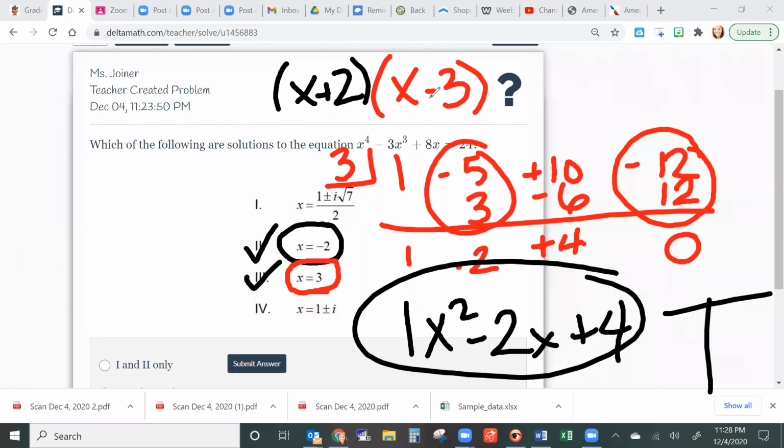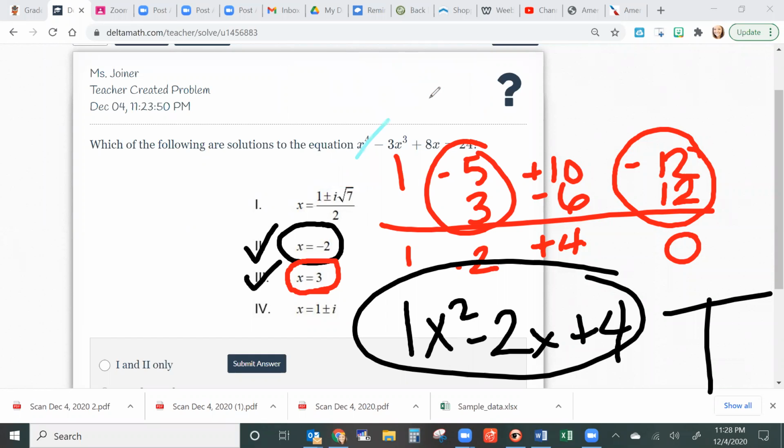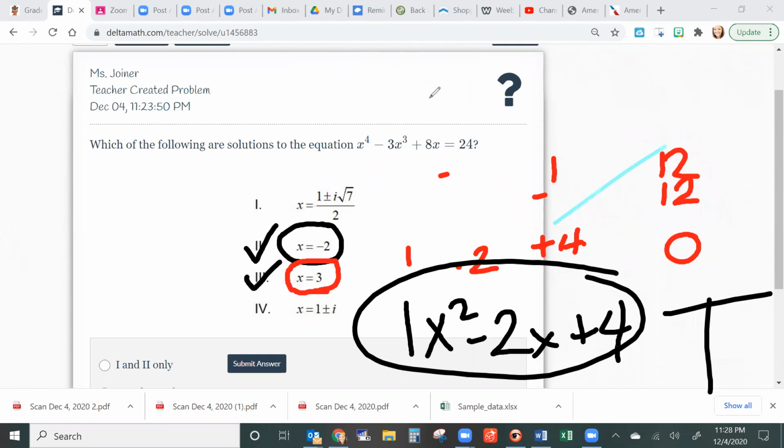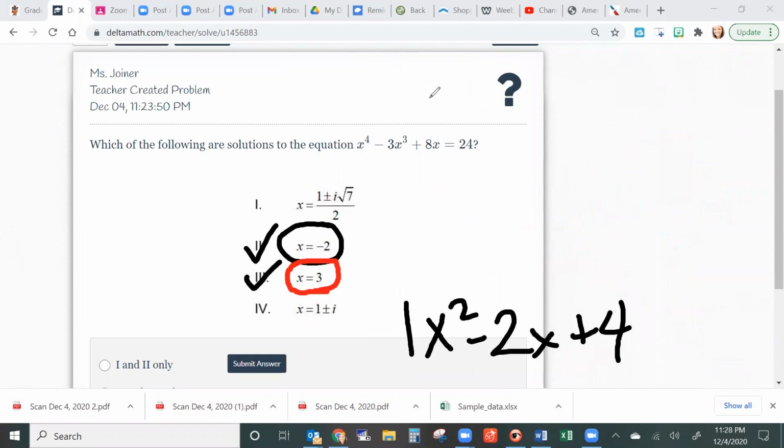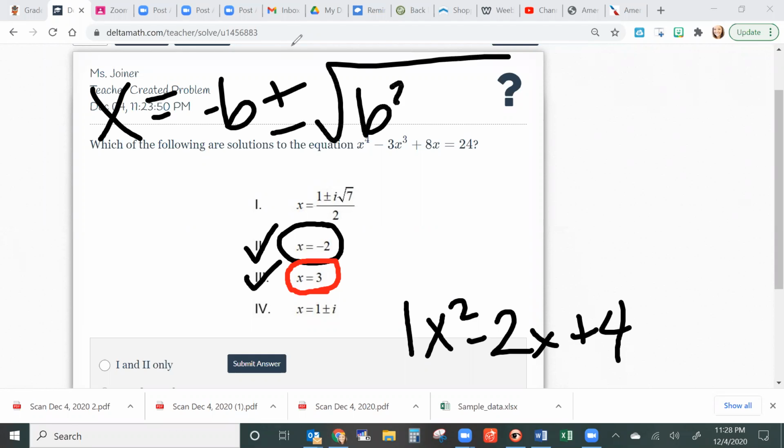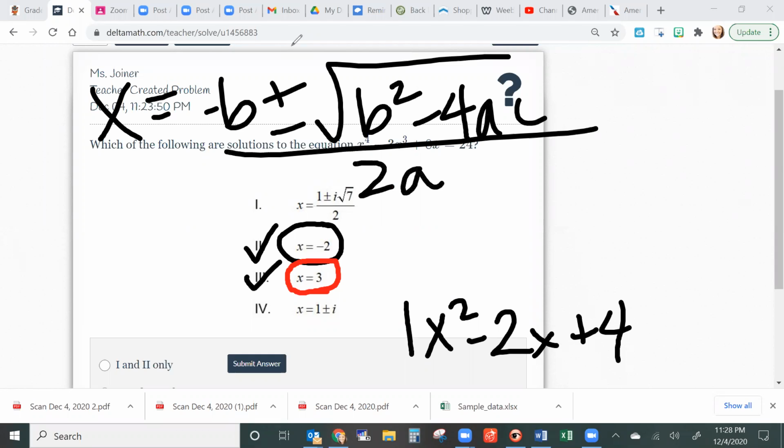So I know -2 and 3 are both factors because I divided those out. I got down to something that's t-chartable, even though t-chart's not going to work and it's going to end up confusing everybody. So instead, I'm going to go this route. x equals -b plus or minus the square root of b squared minus 4ac, all over 2a. So that's my only option left. If t-chart doesn't work, that will always work.